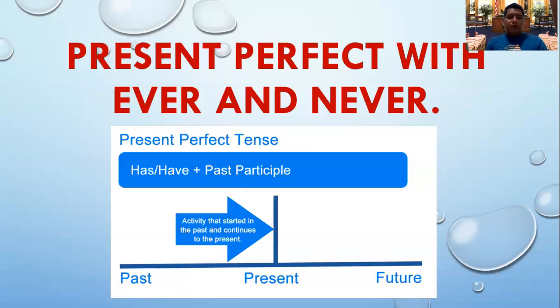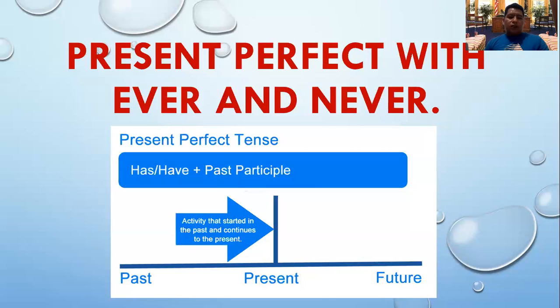But first of all, let's see in what situations we use the present perfect, because it can be confused with the simple past. So we say that we use the present perfect to talk about recent events. We have an example: She has had an accident. We don't say when. We don't say the time.